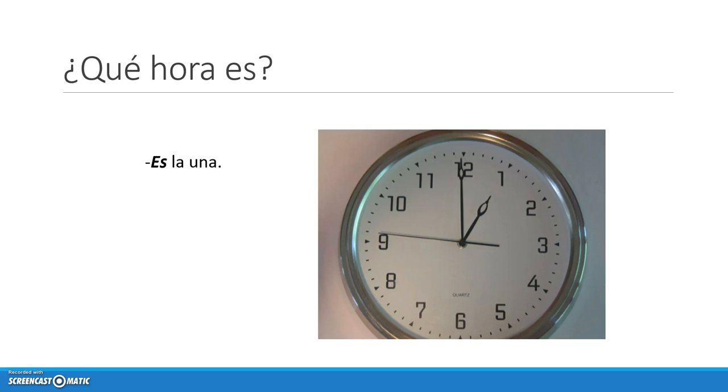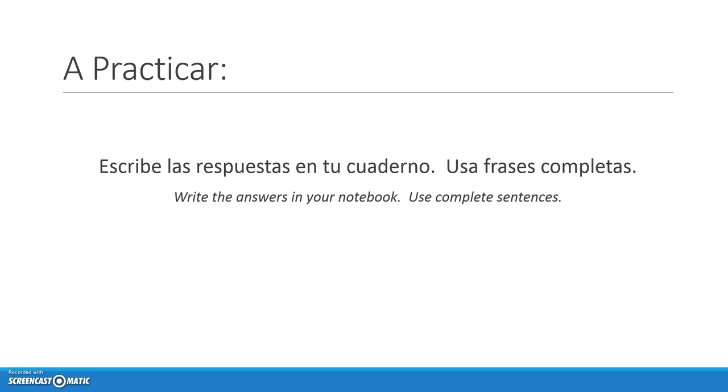¿Qué hora es? Es la 1. Up until now, we've been using son las. When it's one something, we use es la. If the number you're going to use is una, you need to use es. Es la 1. A practicar.